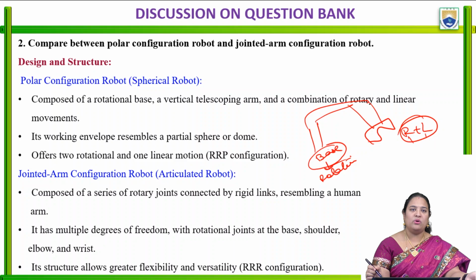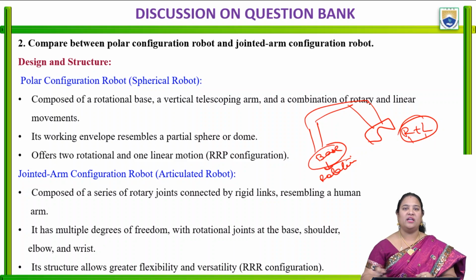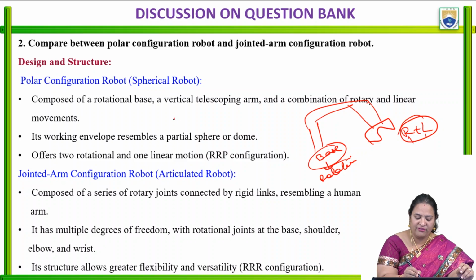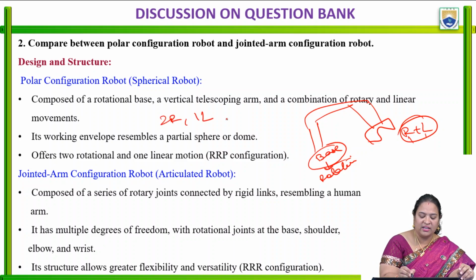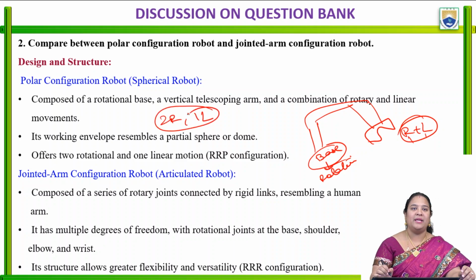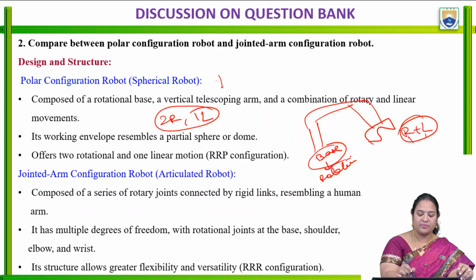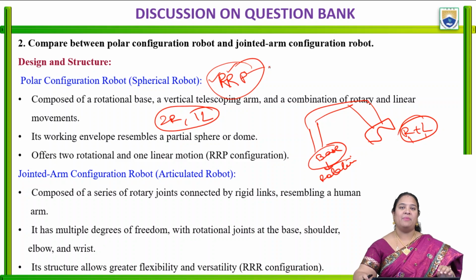That is known as the polar configuration, and it works on the principle of resembling a partial sphere or a dome, which offers two rotational and one linear movement. Here we have two rotational and one linear movement taking place in the polar configuration, which we also call RRP, that is two rotational and one linear prismatic.